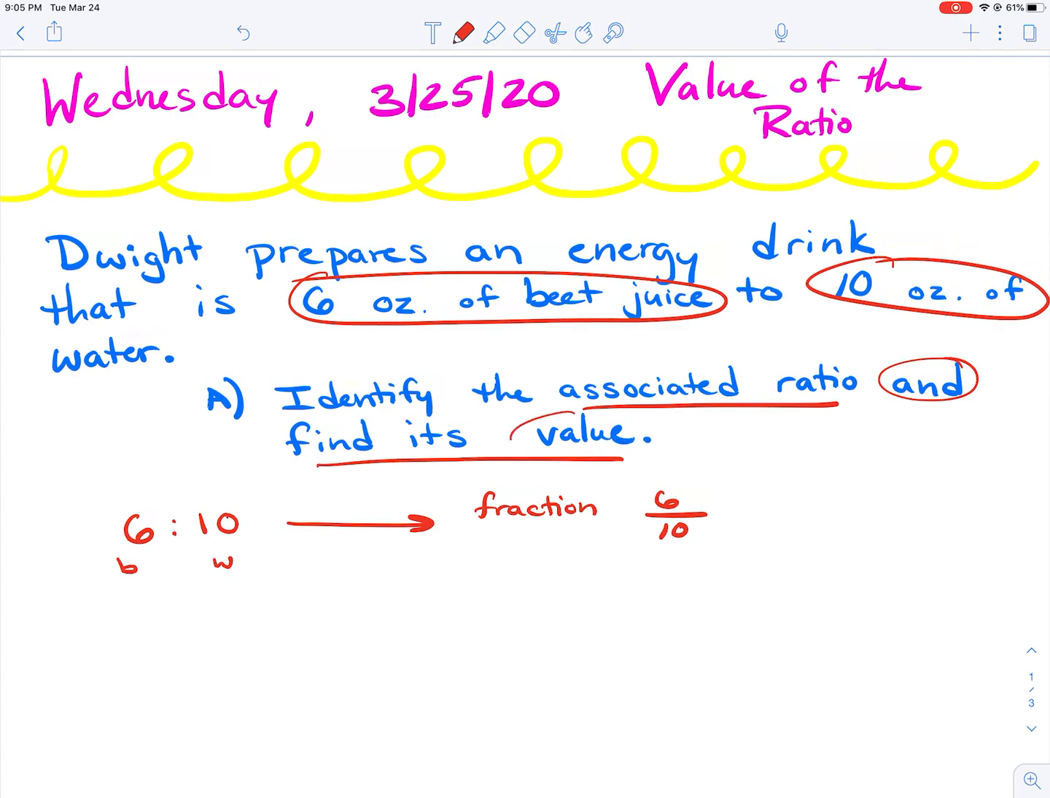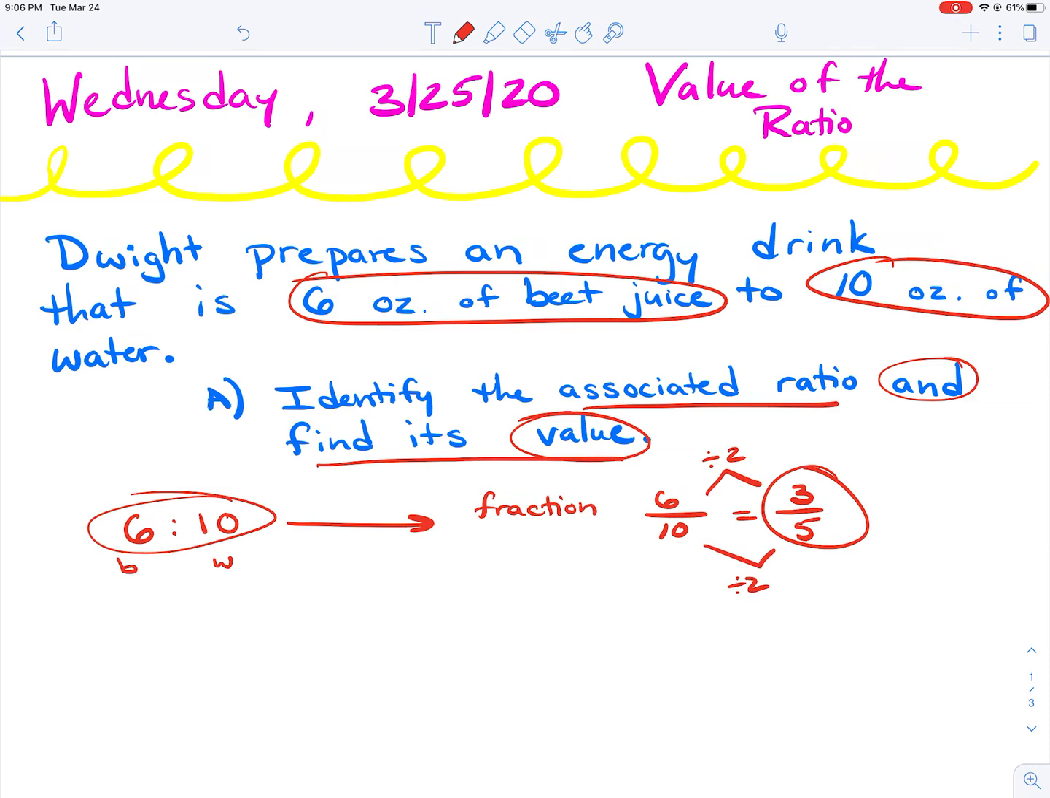However, in the value form, they want that simplified to its simplest form. So 6/10 simplified would be 3/5, because we would divide both sides, the numerator and denominator, by 2. Okay, and that's how you find the value of the ratio and the associated ratio to answer this question.